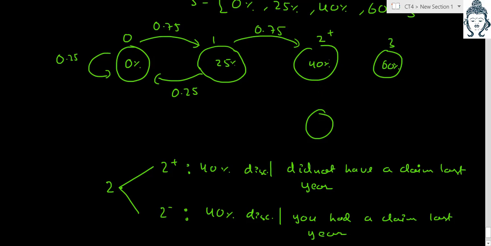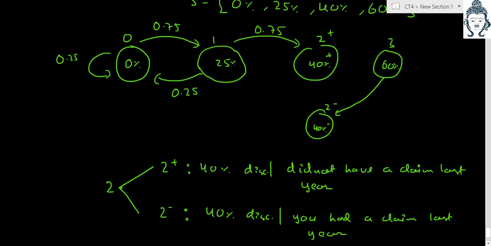So let's call this 40% plus and this 2 minus, 40% minus. This is the 40% discount level if you had a claim last year. That is, last year you had moved from 60% to 40%. So this state space is divided into two parts. Now let's see about the 60% level. If I talk about the 60% level, I can move down 2 steps from here.